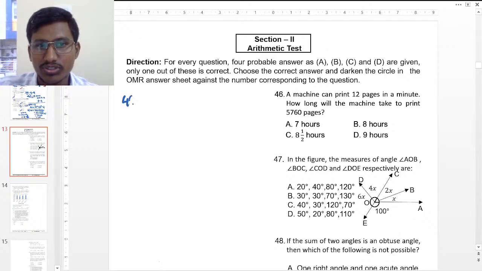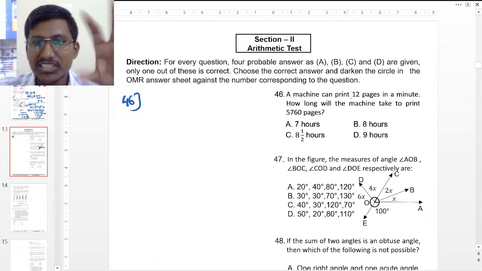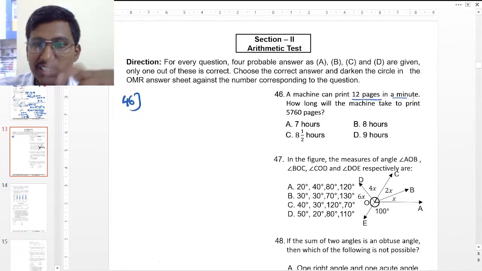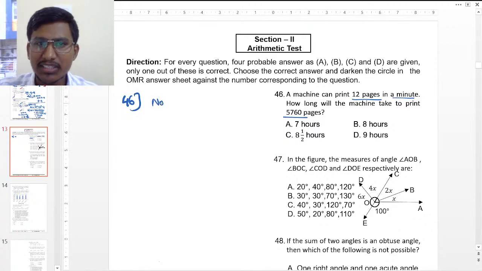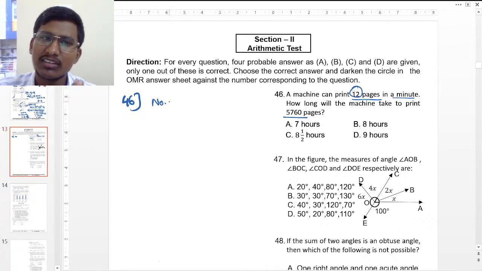So 46th question. A machine can print 12 pages in a minute. How long will the machine take to print 5760 pages? So directly, the number of minutes will be: in 1 minute how much? 12 pages, right? 1 minute, 12 pages. So if you divide by 12, right?